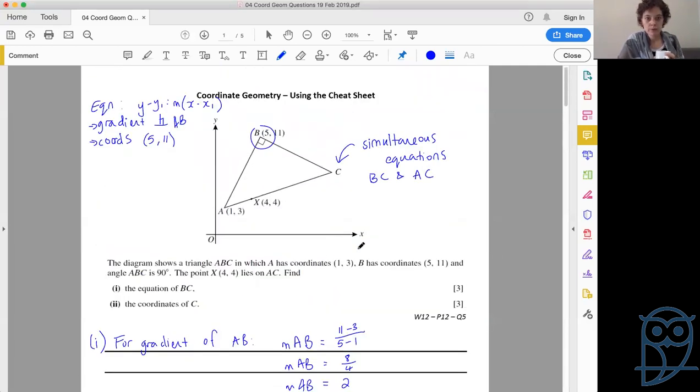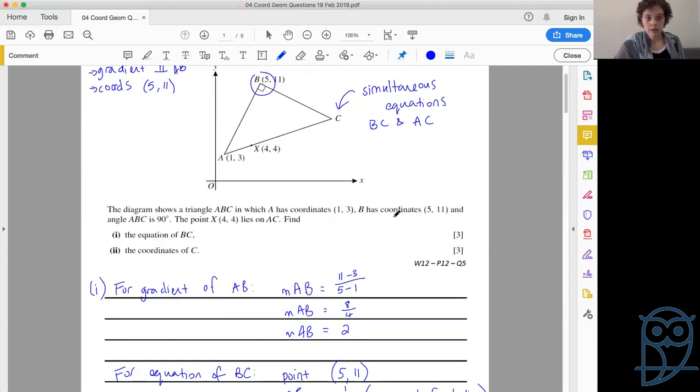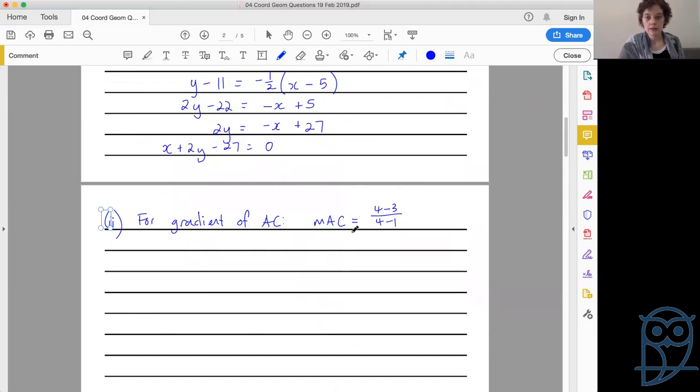We need a gradient. So for gradient of AC, it's 4 minus 3 and then minus 1. So 4 minus 3 over 4 minus 1. Did I get those the right way around? I did. Okay, so this equals 4 minus 3 gives us 1. 4 minus 1 gives us 3. So gradient of AC is 1/3.